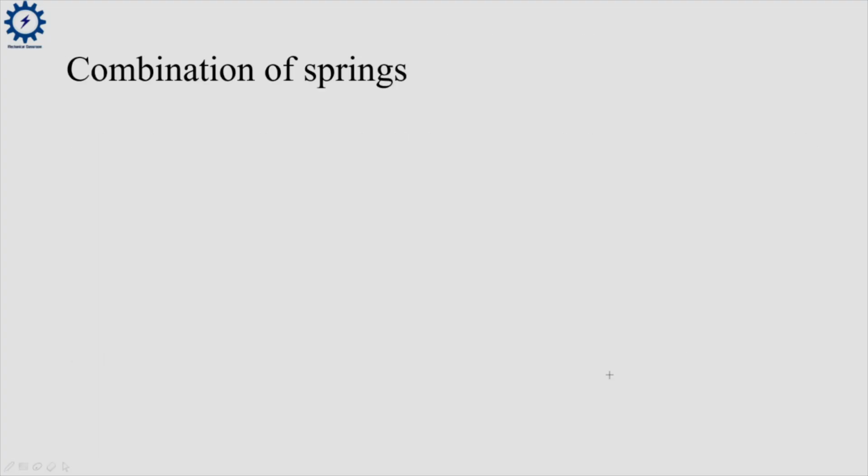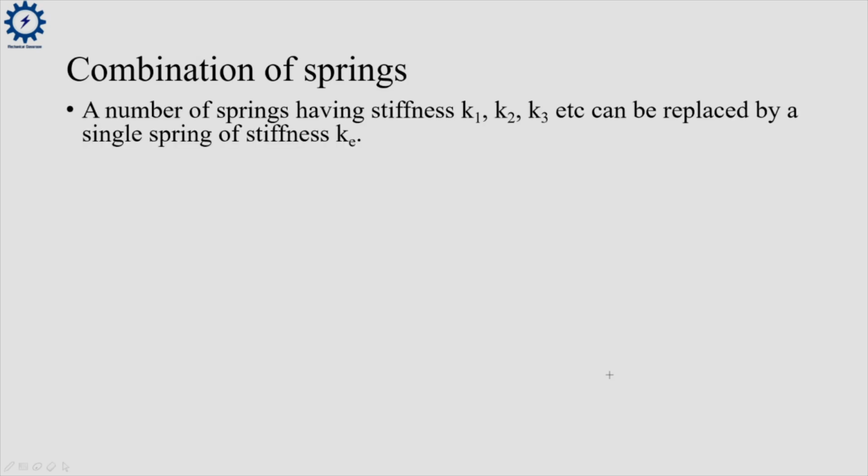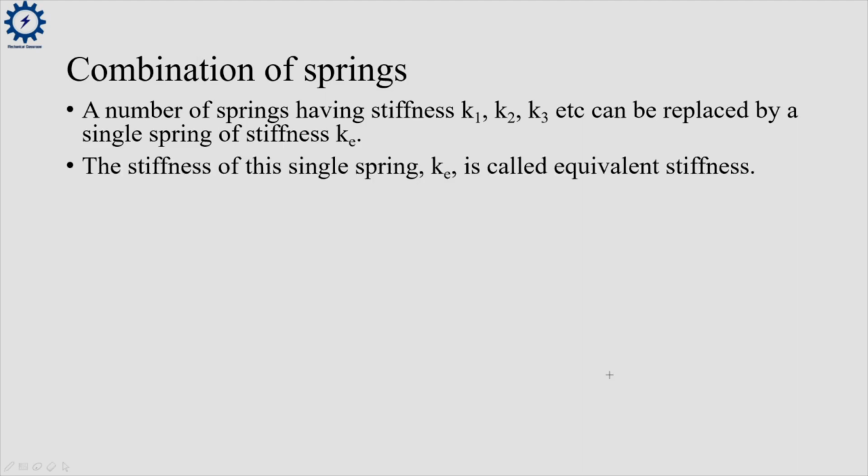Now let's consider the case of combination of springs. Let the stiffness of springs be K1, K2, K3. If we replace the 3 springs by single spring, we call the stiffness of that single spring as equivalent spring. Equivalent spring is represented by Ke or simply K. Now let's consider series system.